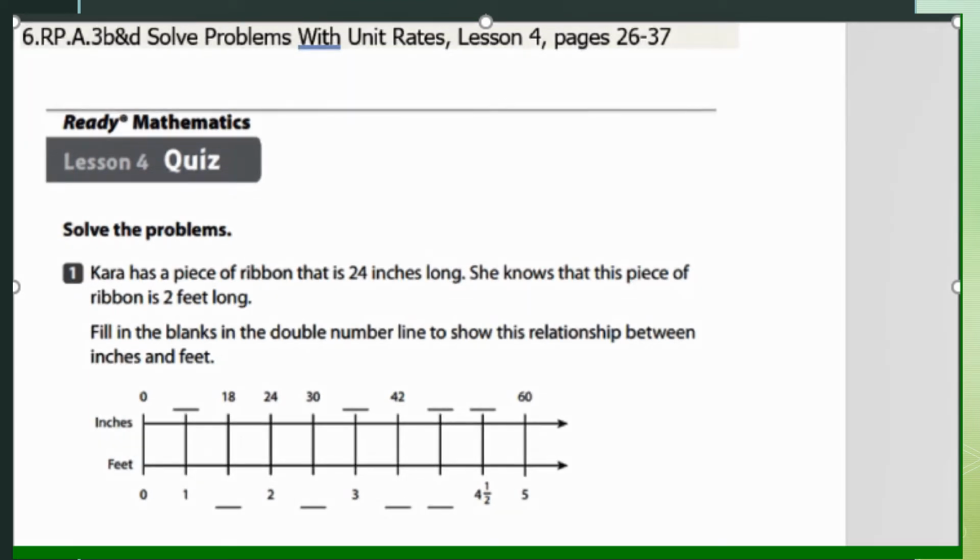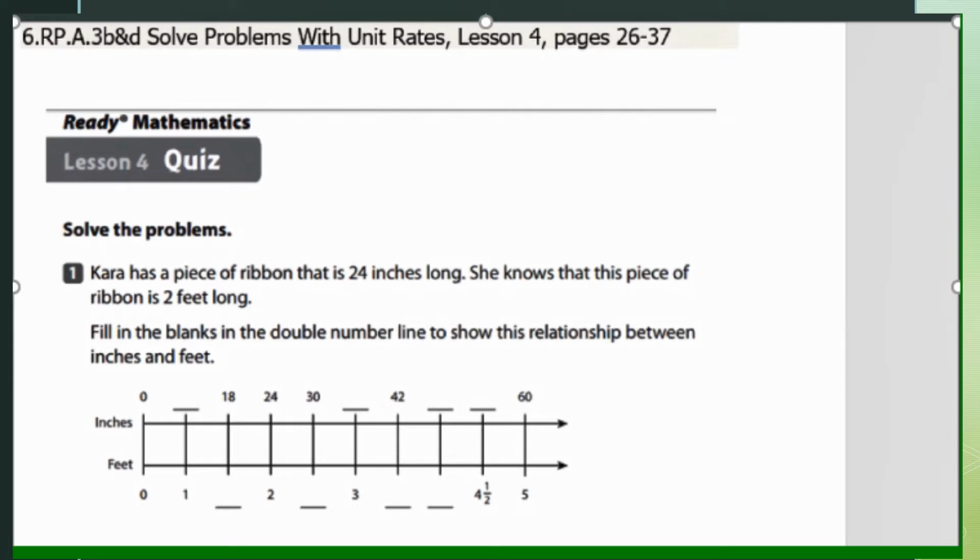This is the Lesson 4 quiz in your study guide, practice for the quarterly exam. Unit rates, solve problems with unit rates, also conversions. So question number 1, you will see something similar to this on your test. I want to make sure you understand this step by step.